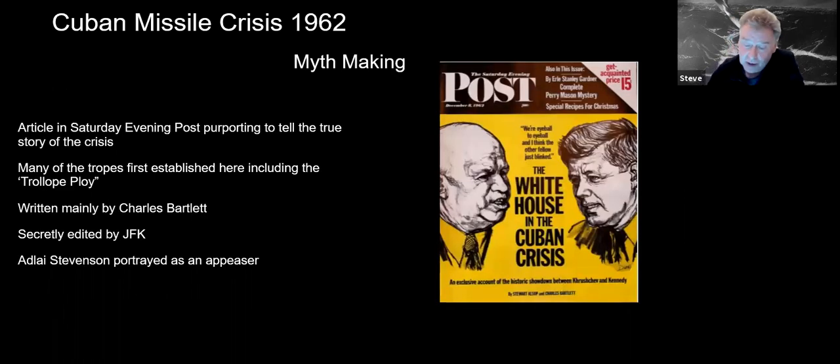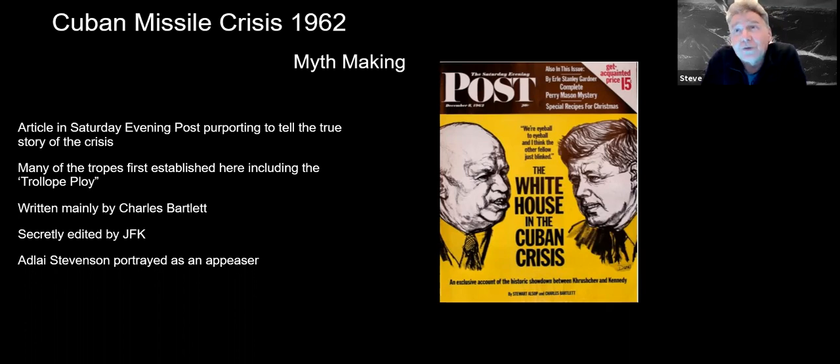Then we come to, how did we get to the myth of the Kennedys and the crisis. Well, this was in the Saturday Evening Post about 6 weeks after the end of the crisis. And this said it was going to be an exclusive account, the true story of the crisis. This is where we first hear about the trollop ploy.